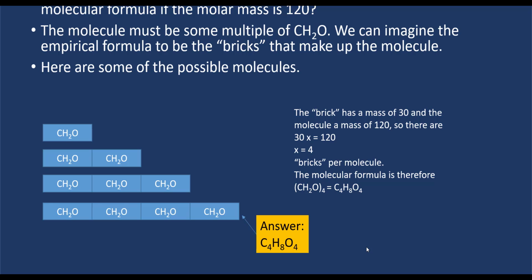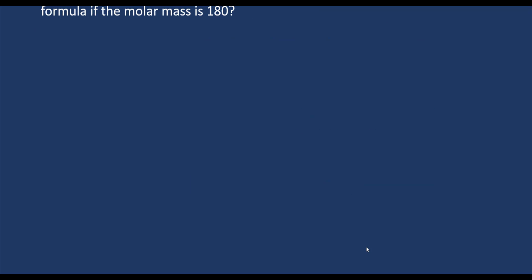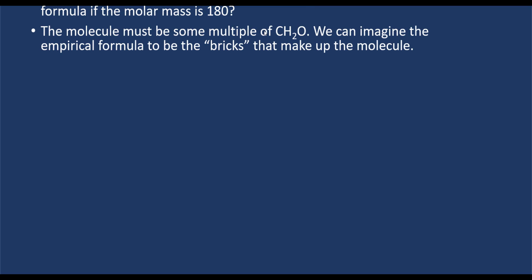All right, let's have a look at another one, almost exactly the same. This time, same exact empirical formula, but the molecule weighs 180. What's the formula? I think you can see it without all the drawing. This thing we said weighed 30. 30 goes into 180 6 times. So what's the molecular formula? C6H12O6.